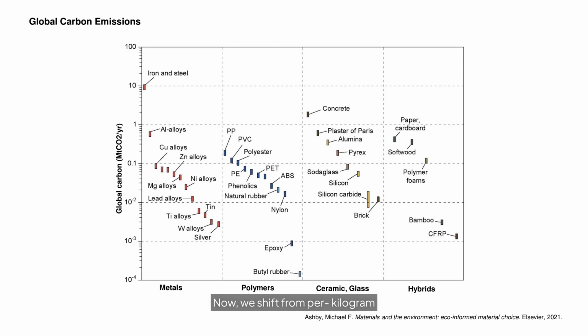Now we shift from per kilogram impacts to total global carbon emissions associated with each material category. This chart shows how much CO2 each group of materials is responsible for annually. Steel production in particular releases a very large amount of CO2 globally, followed by cement and concrete.